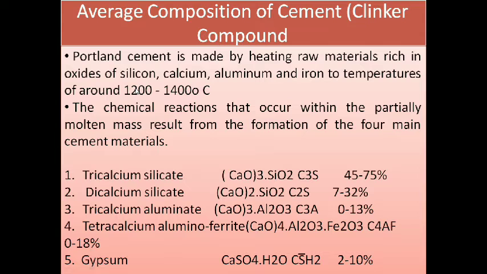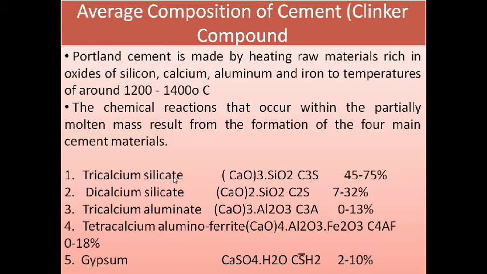This is the important temperature range, 1200 to 1400 degrees Celsius, during the formation of silicon oxide, calcium oxide, aluminium oxide, and iron oxide. The chemical reactions that occur within the partially molten mass result in the formation of four main cement materials. So at this temperature, during the formation of the molten mass, four main cement materials are formed. First one is what?